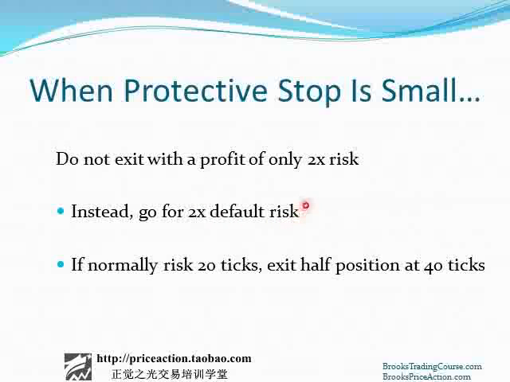It would be 20 ticks in the spider. If your signal bar is only 5 ticks tall in the spider, that means your risk is 7 ticks, 1 tick above for the stop, 1 tick below for the entry. And you may decide that, well, it's a pretty good bear trend. I don't want to go for 2 times my actual risk, 2 times the size of the signal bar. I'll go for 2 times my default risk. My default risk is 20 ticks, so I'll try to exit at 40 ticks.